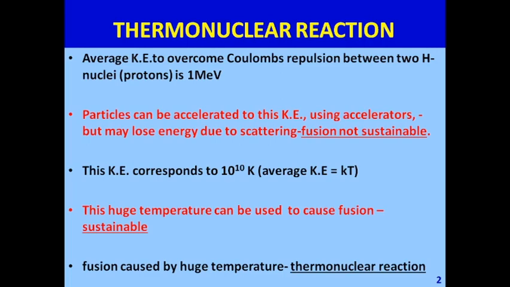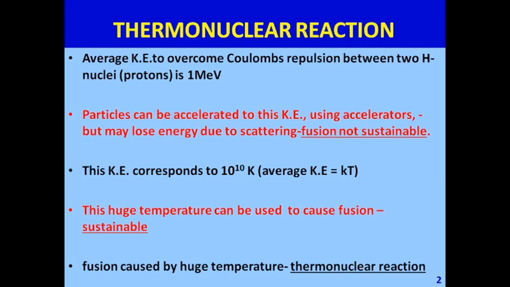But in this process, you will always have energy loss due to scattering. So that means your fusion will not be sustainable. Sustainable in the sense the fusion will not continue, because the particles will be losing energy and you cannot have a sustained, continued fusion process. So what we do is we take the fuel for fusion. For example, if you are using two hydrogen nuclei to fuse, you will take the mixture of hydrogen nuclei and keep this mixture at a very high temperature.